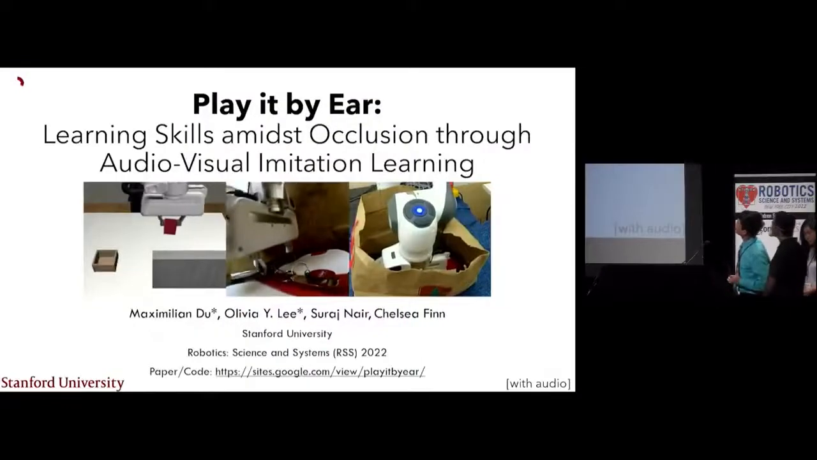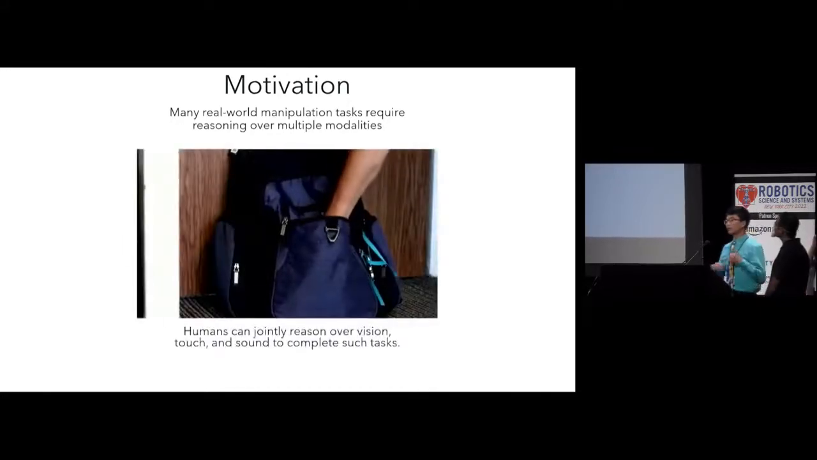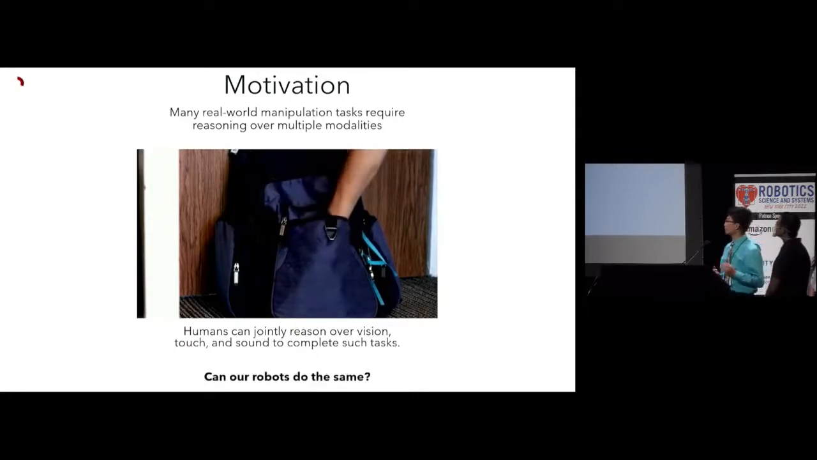We present Play by Ear, learning skills amidst occlusion through audio-visual imitation learning. Now, many real-world tasks require fusion and reasoning across multiple modalities. For example, if you're extracting keys from a bag, you need vision to perceive the opening of the bag, but you also need audio or touch in order to find the keys in the bag. And we're wondering if our robots can learn to do a similar thing.